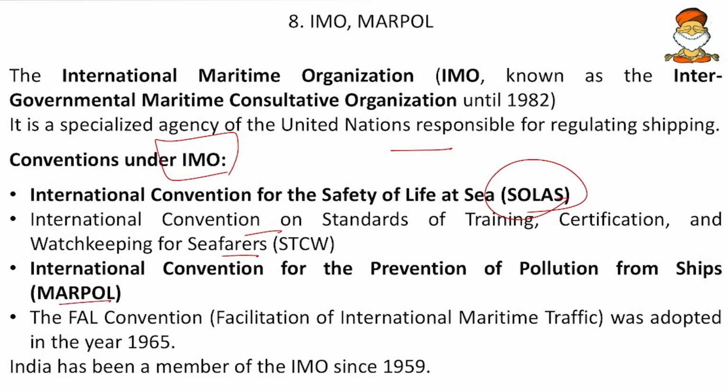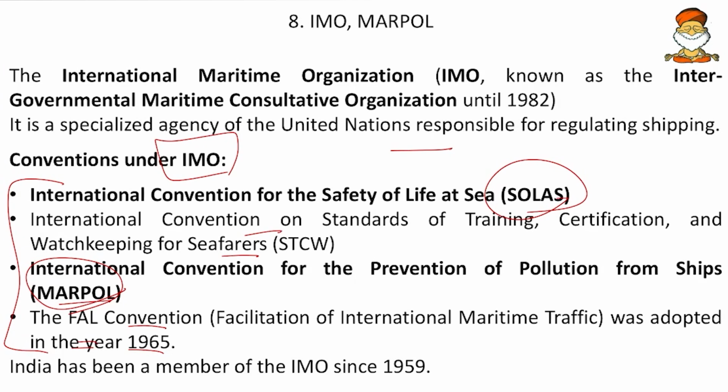So MARPOL again is one more. It is attached to environment and ecology. Again it becomes important. Then the FAL Convention, that is Facilitation of International Maritime Traffic, to avoid collisions and oil spills. So all these are some of the treaties that are affiliated to the IMO.